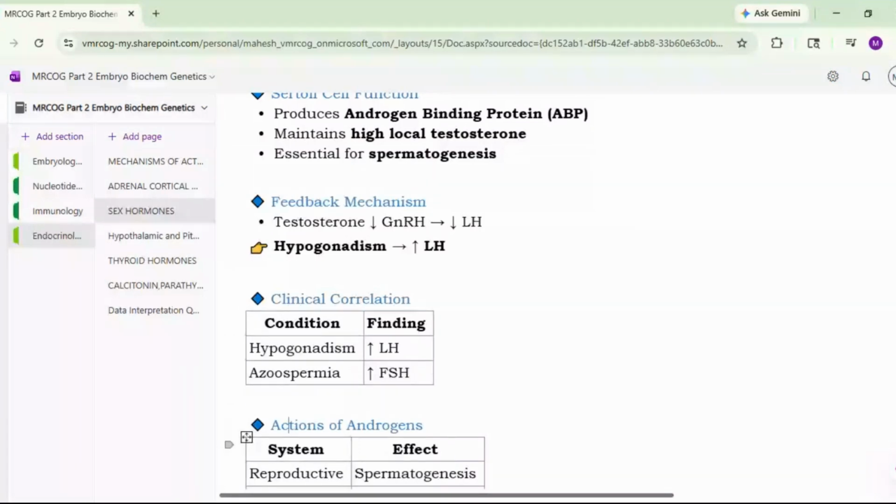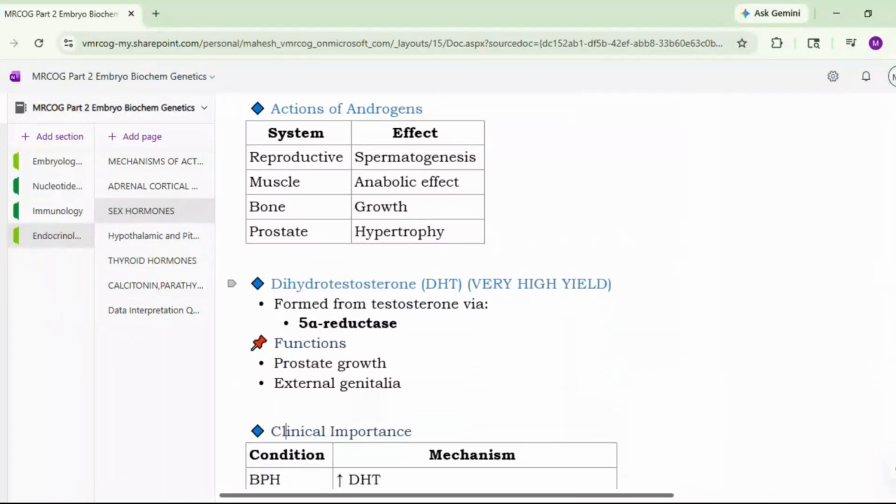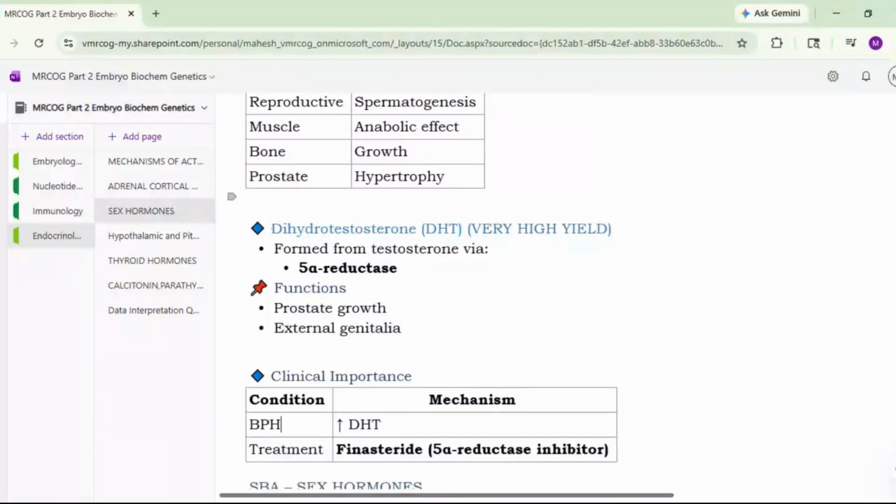Okay. So what are the actions of androgens? In the reproductive system, it will lead to spermatogenesis. In the muscle, it will have an anabolic effect. In the bone, it will cause growth. In the prostate, it will cause hypertrophy. Okay. Now, let's see something about dihydrotestosterone, that is DHT. This DHT is formed from the testosterone via 5-alpha reductase. Now, what does this DHT do? This DHT leads to prostatic growth, and it also leads to the formation of external genitalia.